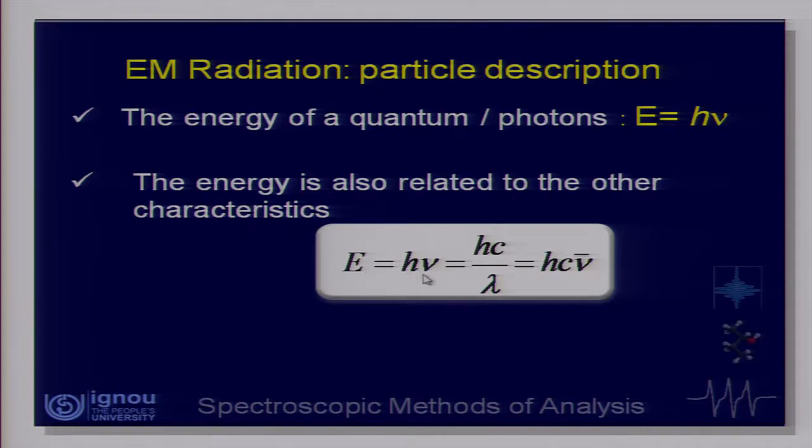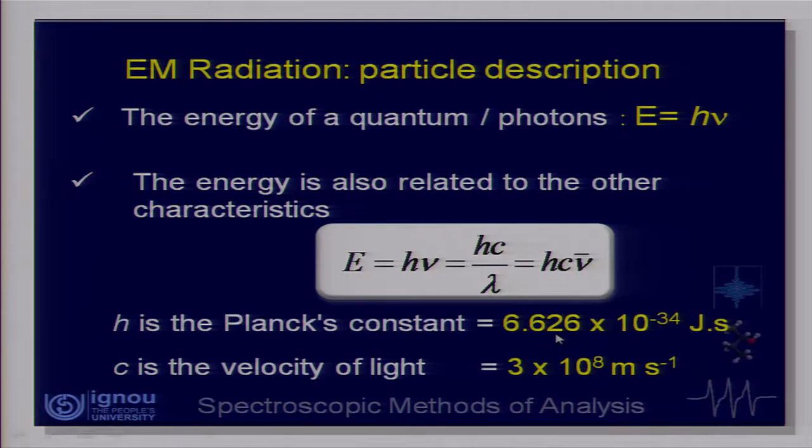E is h nu, and if we put the expression for nu, that is c by lambda, the expression becomes E is equal to h c by lambda. Or if I take 1 by lambda to be nu bar, that is the wave number, E is equal to h c nu bar. So, there are alternative ways of looking at the energy of a radiation: E is equal to h nu, or E is equal to h c by lambda, or E is equal to h c nu bar. All these expressions are very useful when we try to express the energy of a given radiation in terms of different characteristics.